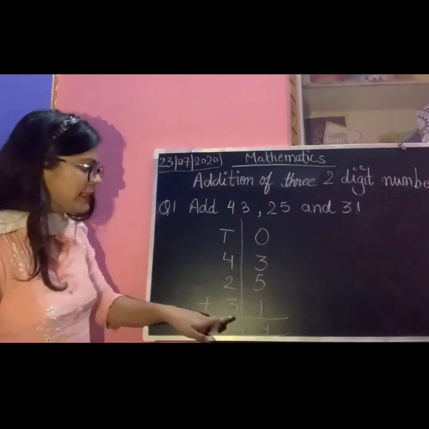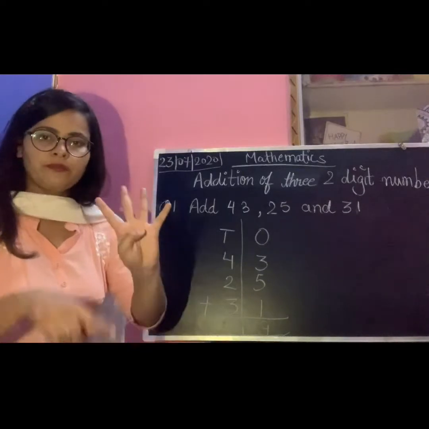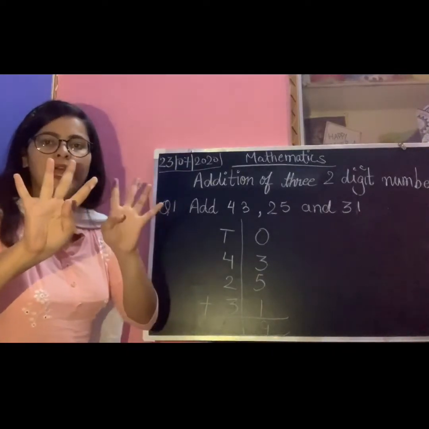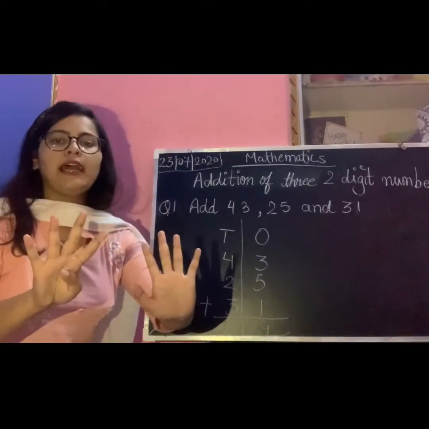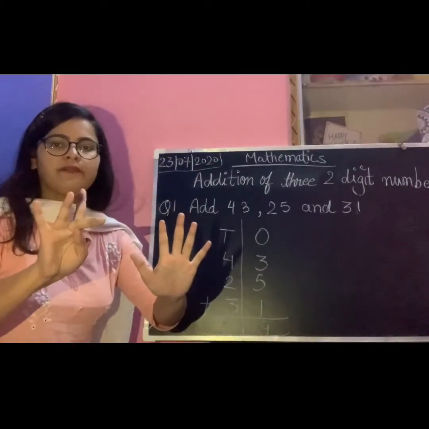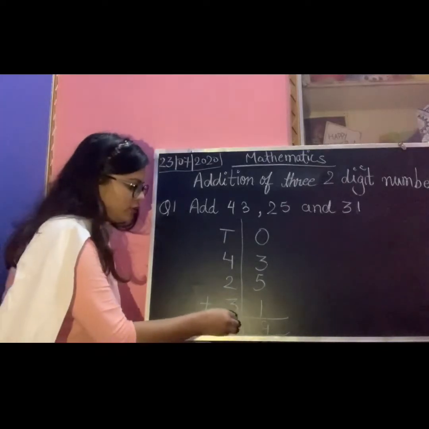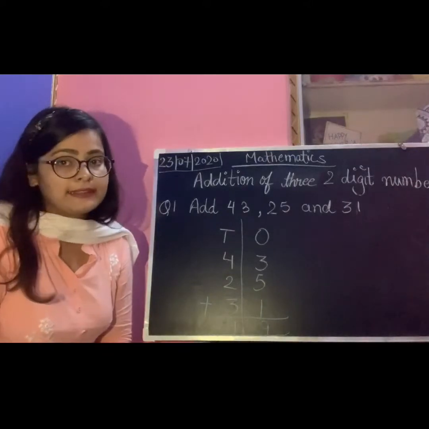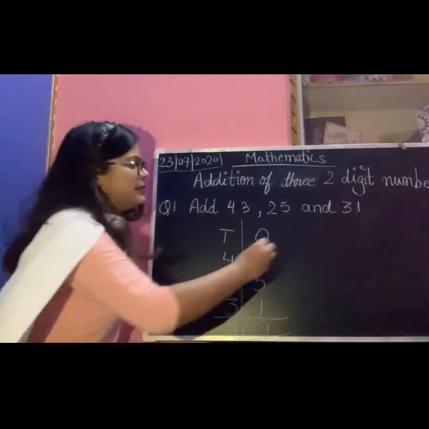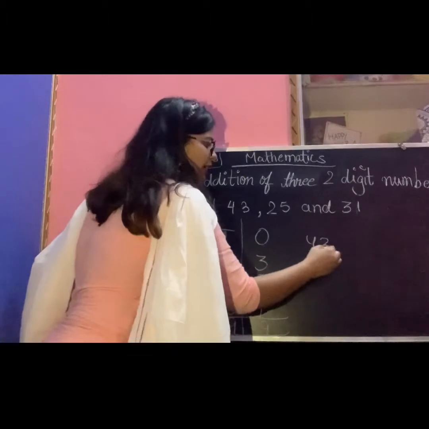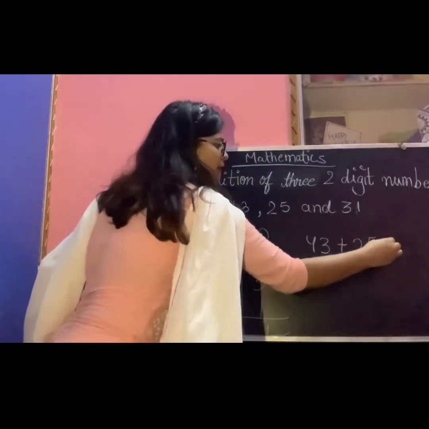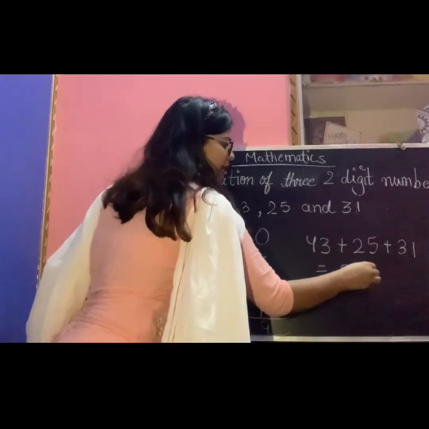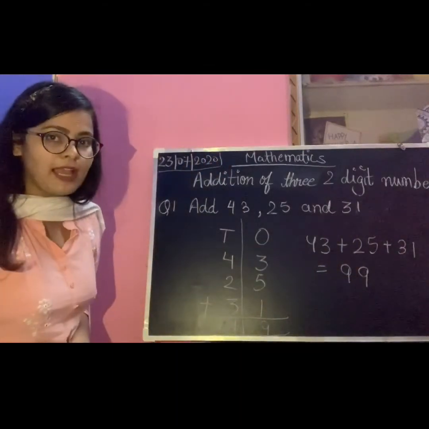Now we will add this tens place. 4, 1, 2 and we have 3 now. 1, 2 and 3. Okay. So total are 5, 6, 7, 8, 9. Very good. So my answer is 99. My answer is 99. That means if I add 43 plus 25 plus 31, my answer will be 99. So is it clear, everyone?